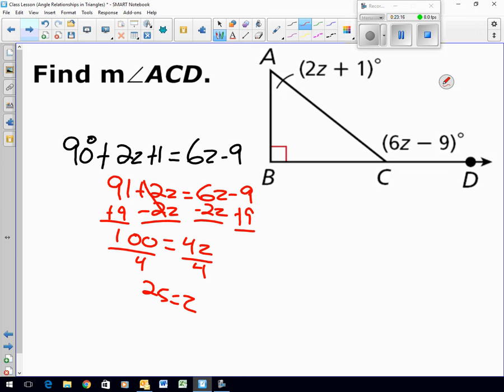Plug it in. Plug 25 in for z. 6 times 25 minus 9. Here's some PEMDAS for you. What does the P stand for? Parentheses. I've got to take care of everything inside the parentheses first. E is exponent, but I don't have an exponent. M, multiplication. Can I multiply something? Okay, so that is 6 times 25.